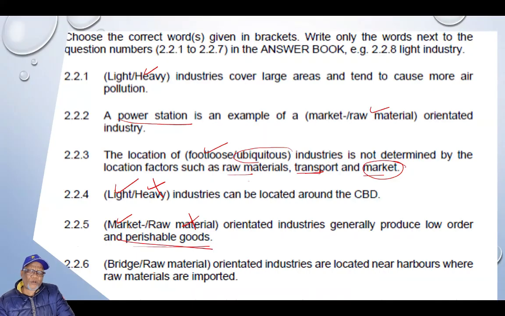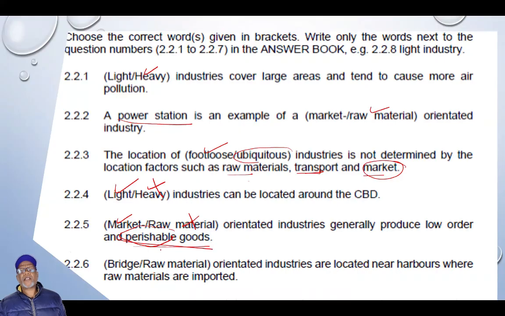Those are the industries like your bakeries as well as your dairy industries. So they are selling perishable goods, and they are also light industries. And you can also look at them as being ubiquitous because they are market orientated. Market orientated means they cannot be separated from their immediate market like your ubiquitous industries. So there will be a lot of similarities between these industries.